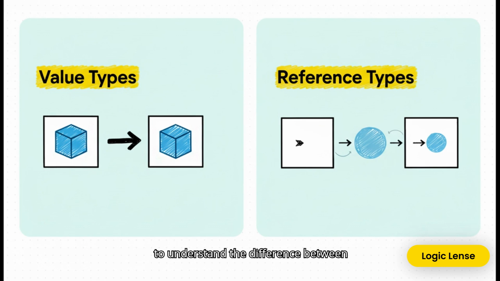Easy. Okay, to go even deeper on memory, you have to understand the difference between value types and reference types. This is huge. A value type, think of something simple like an integer, is like a piece of paper with a number written on it. If you copy it, you get a brand new piece of paper. They're totally separate. But a reference type, like an object, is different. It's like a piece of paper with a map to a treasure chest. If you copy that paper, you just get another map pointing to the exact same treasure chest.